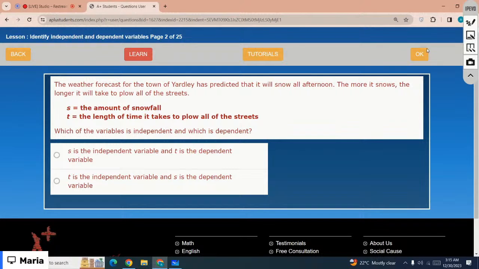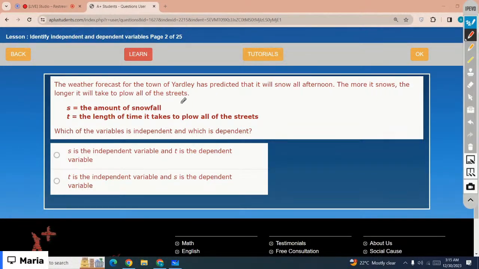The weather forecast for the town of Yardley has predicted that it will snow all afternoon, right? The more it snows, the longer it will take to plow all the streets, right? That means more snow and longer to plow. That means the plowing time is dependent on the snowfall. S is the amount of snowfall and T is the length of time it takes to plow all the streets, right? So that means if the snow is more, it takes more time to plow, right?